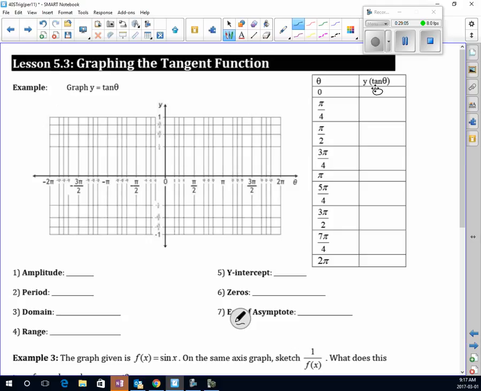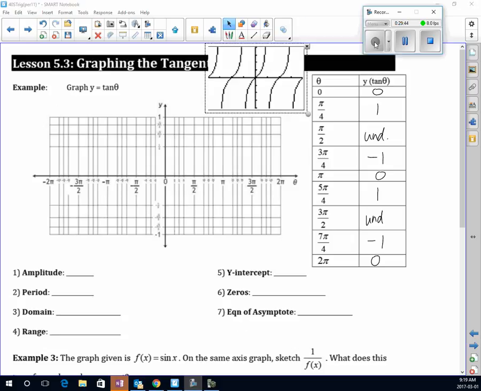Tan of pi over 4. 1. Tan of pi over 2. Undefined. Tan of 3 pi over 4. Negative 1. Tan of pi. 0, yes. Tan of 5 pi over 4. 1, positive 1. Tan of 3 pi over 2. Undefined. Tan of 7 pi over 4. Negative 1. Tan of 2 pi. 0. Okay, let's go to our graphing calculator and graph tan just for fun.